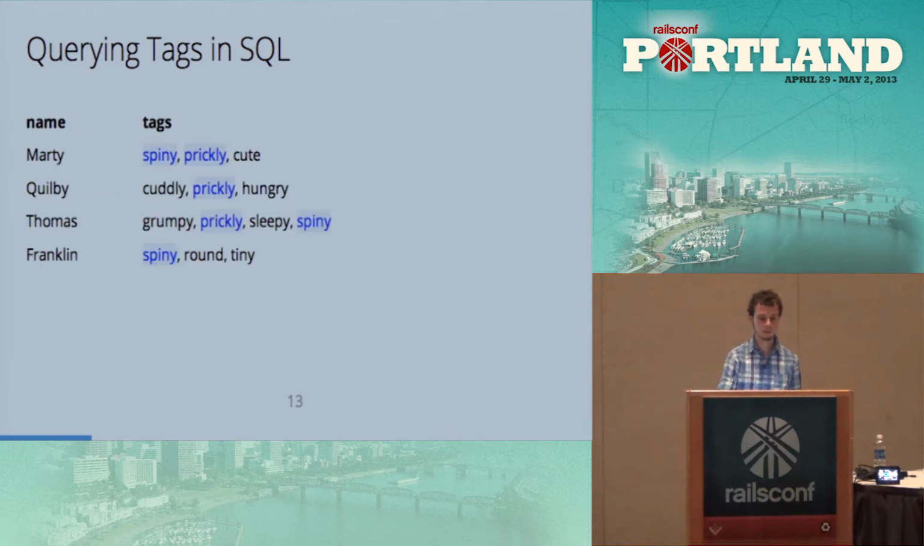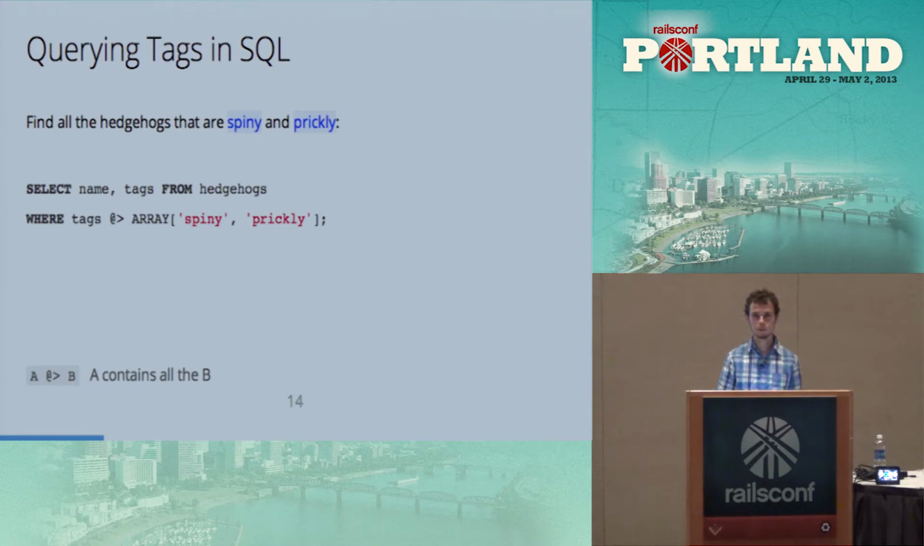So doing this, you might get back something like this. You might see that, say, our hedgehog Marty is spiny, prickly, and cute. Quilby is cuddly, prickly, and hungry. Notice that we don't need to have all of them because we're using the overlap operator. That means that as long as it's got one element in common, you're going to get back a record.